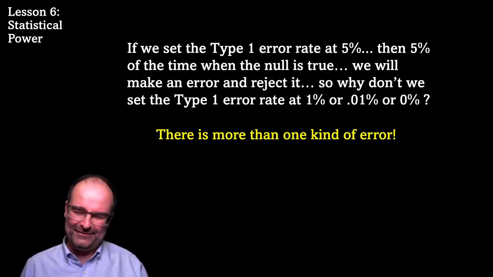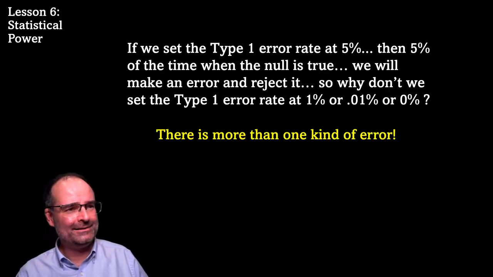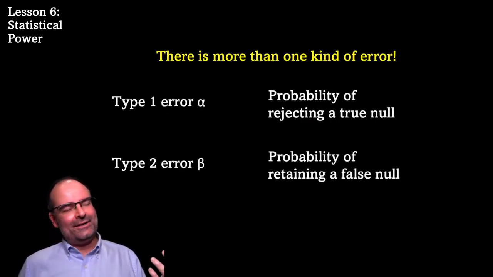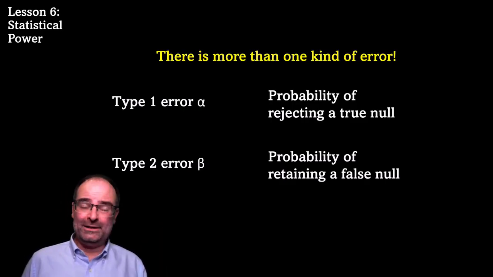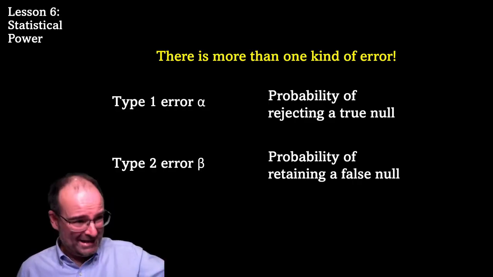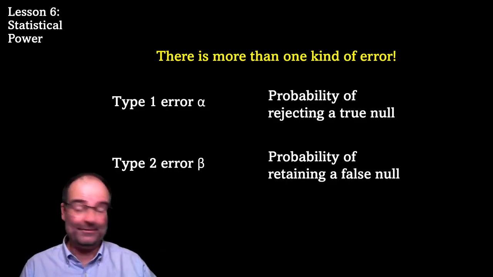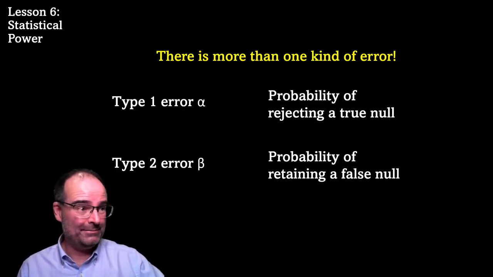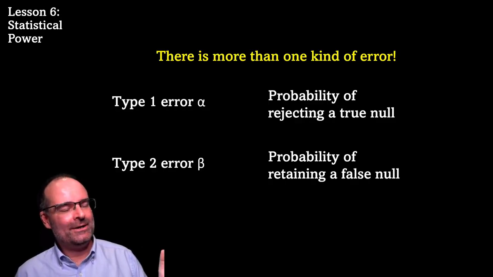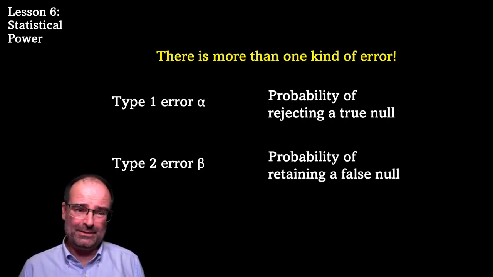And from what I mentioned at the very end of lesson 5, you might get a sense of what it's going to be. You see, the type 1 error is the probability of rejecting a true null. But there's something called a type 2 error. And so beta and alpha, not necessary. If I mention either of these in the exam, I'll mention both. But usually type 1, type 2 error. Type 1 error alpha, type 2 error beta. Type 2 error beta is the probability of retaining a false null.